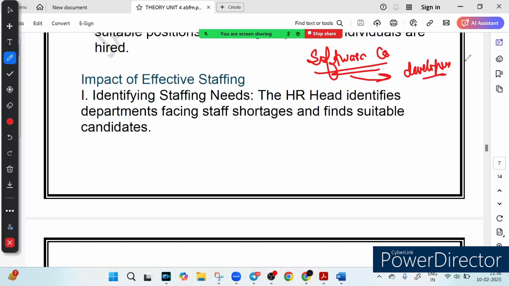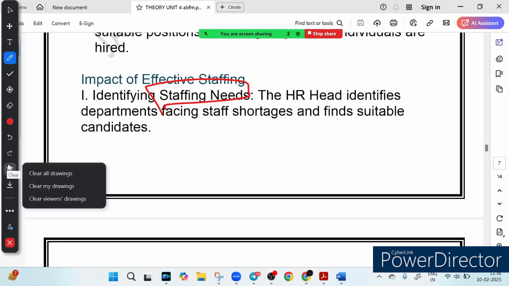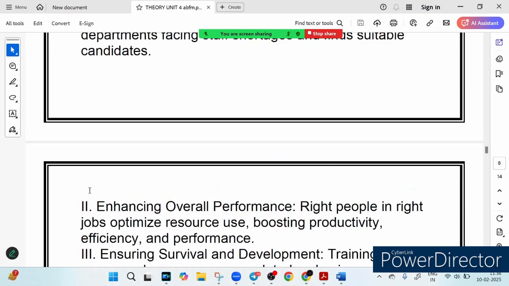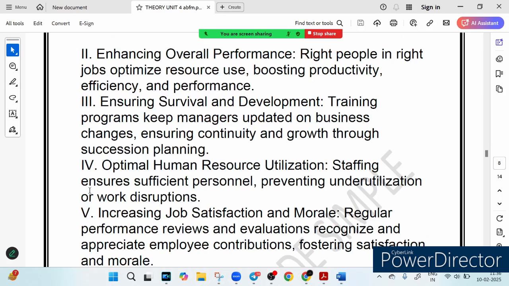So what are the key impacts of effective staffing? First thing is to identify the staffing needs. You know that the HR team will figure out which department needs more staff. Then they search for the right candidates to fill those gaps. Obviously there are different departments within an organization, so the HR team has a responsibility to see which department needs more staff, and that is what we call identifying of staffing needs. Okay, so what we are discussing presently is the key impact of effective staffing.